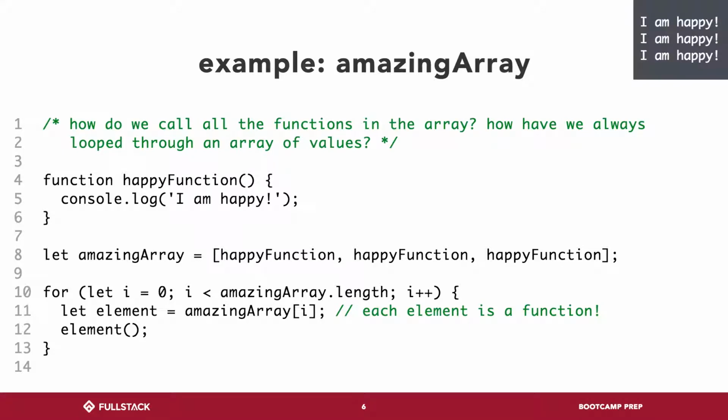On line 4, we define a function called happy function that just prints the string, I am happy. On line 8, we have an array that has this happy function inside it 3 times. If we loop through that array the same way we would loop through an array of any other object, and call or invoke the function at every element of that array, what we're going to see is the console log from line 5 happening 3 times.